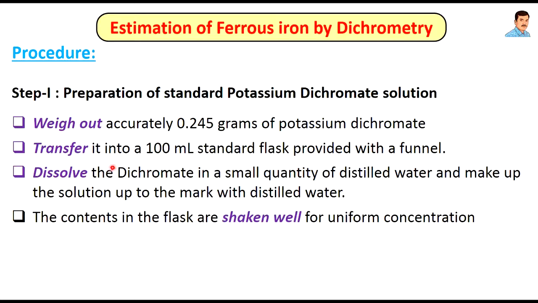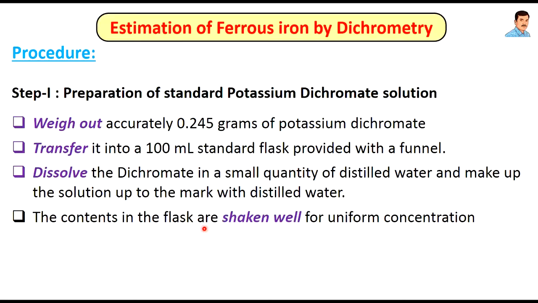After transferring, we add a small quantity of distilled water into the volumetric flask. Then the flask is shaken well until the potassium dichromate is completely dissolved. After the dissolution, the solution is made up to the mark with distilled water. After the makeup, the contents of the flask are shaken well for getting the uniform concentration. This is how we prepare the standard potassium dichromate solution. Now I will show you practically how it is prepared.